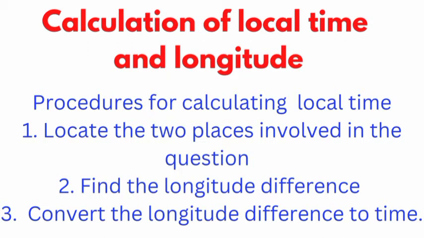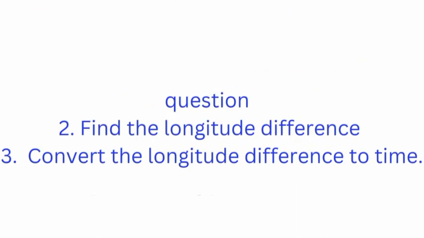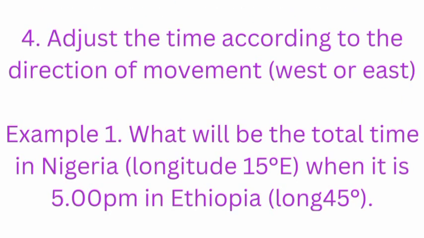Now, some of the procedures include: you locate the two places involved in the question, and you find the longitude difference that exists between the two places. Thereafter, you convert the longitude difference to time. Next, you adjust the time according to the direction of movement, whether east or west.